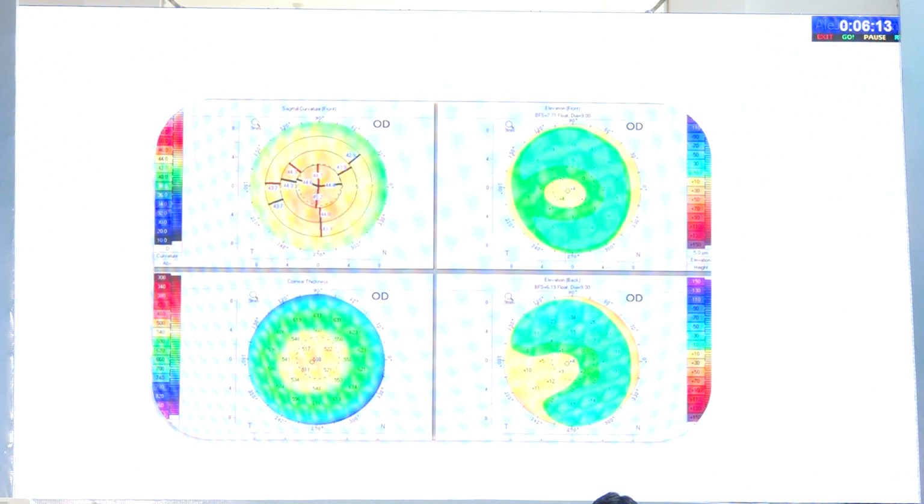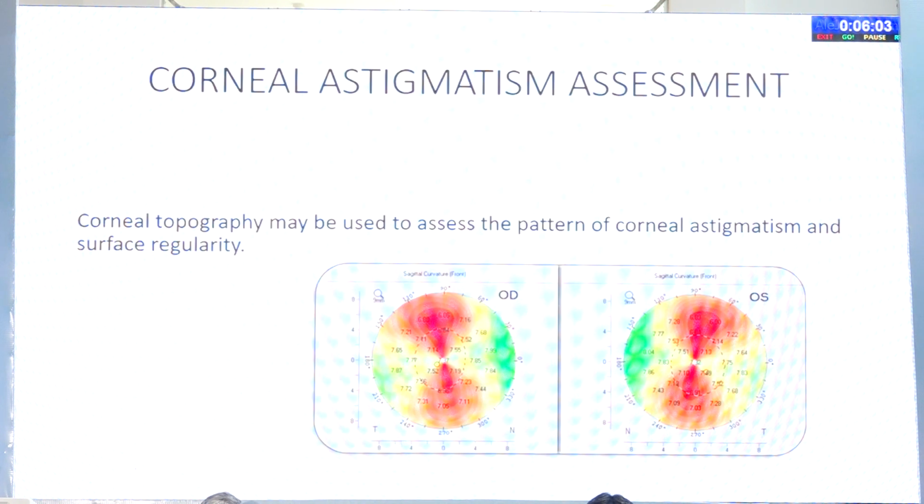And once you see a high standard deviation, it is always good to go and check the image quality before you validate these measurements. So the solution is going to be a topography, but the topography will give you a value. But remember, you need to treat the ocular surface before you do the surgery. Otherwise, post-operatively, the patient will be troubling you.